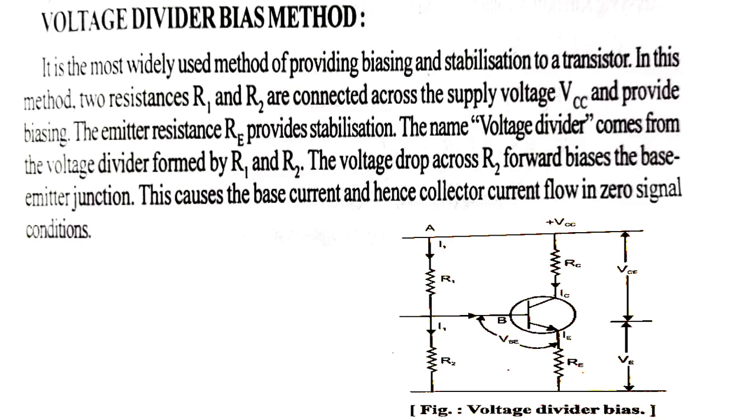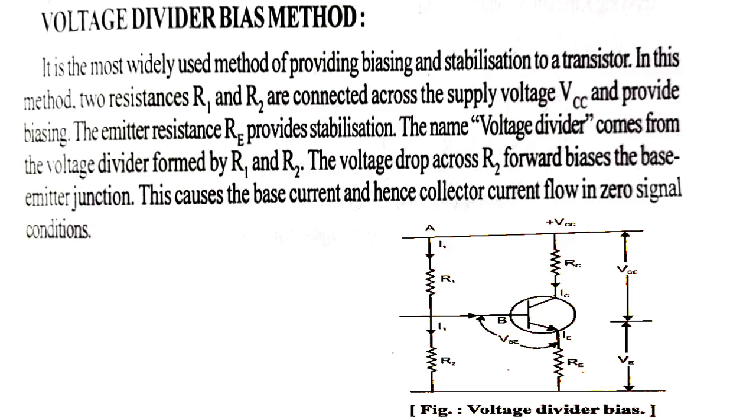The name voltage divider comes from the voltage divider formed by R1 and R2. The voltage drop across R2 forward biases the base emitter junction. This causes the bias current and hence collector current to flow in the zero signal condition. This is the most widely used method as it has a very high degree of bias stability even when beta and leakage current are high.